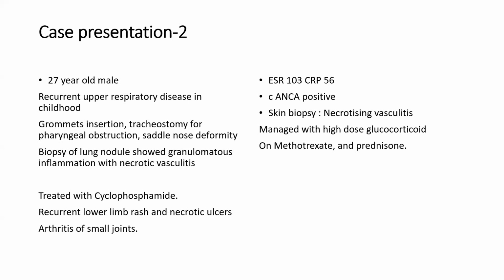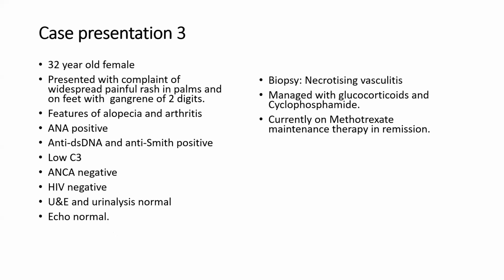His acute phase reactants were again raised, with an ESR of 103, and C-ANCA positive. We biopsied those lesions on the lower limbs, and it showed necrotizing vasculitis. He was managed with high-dose steroids. The rashes and ulcers have resolved, and he's currently being maintained on methotrexate, and prednisone is being tapered off.